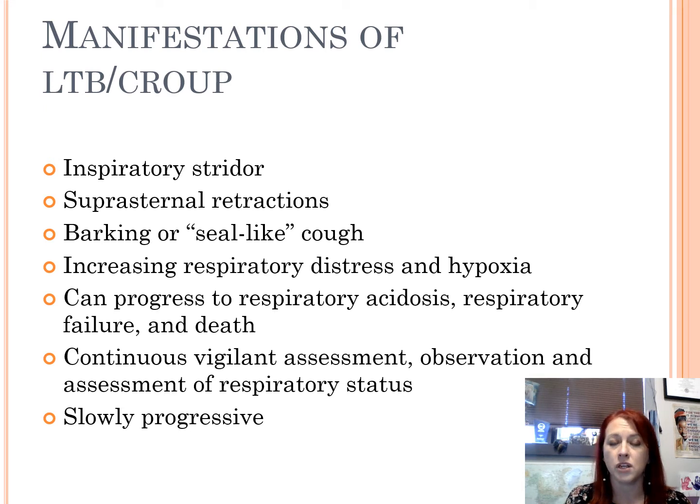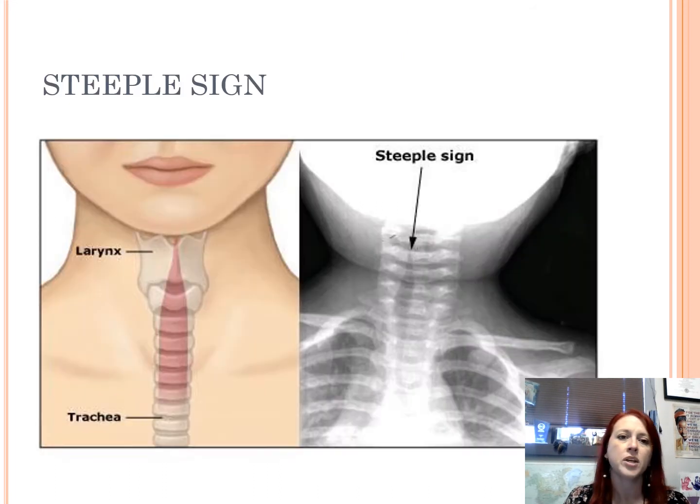Most kiddos in the US, at least, as long as they have access to emergency medicine, will usually do okay with this, but it can progress to failure if we don't maintain that airway. And it's usually more of a slow progression, versus epiglottitis, which is usually more like a sudden decrease. This is usually a kid cold, and then all of a sudden we get these croup symptoms.